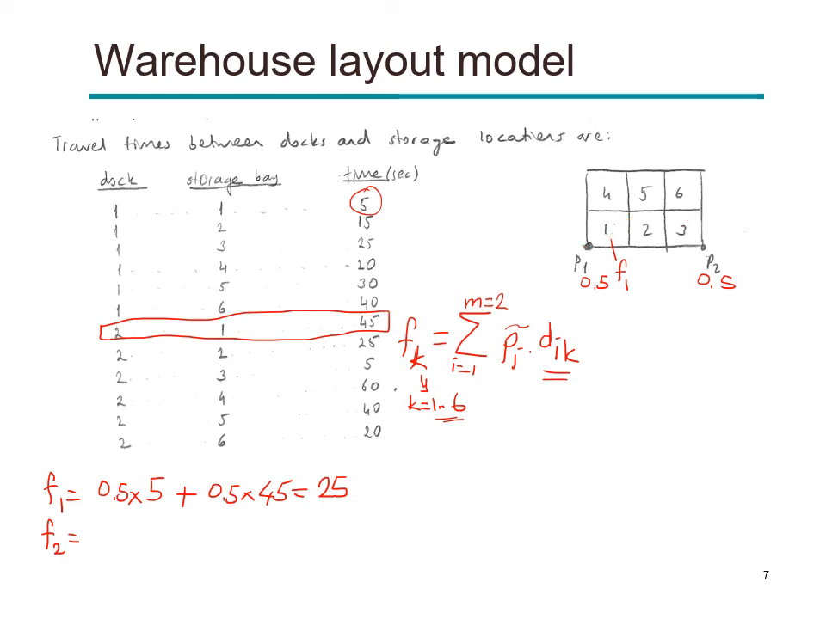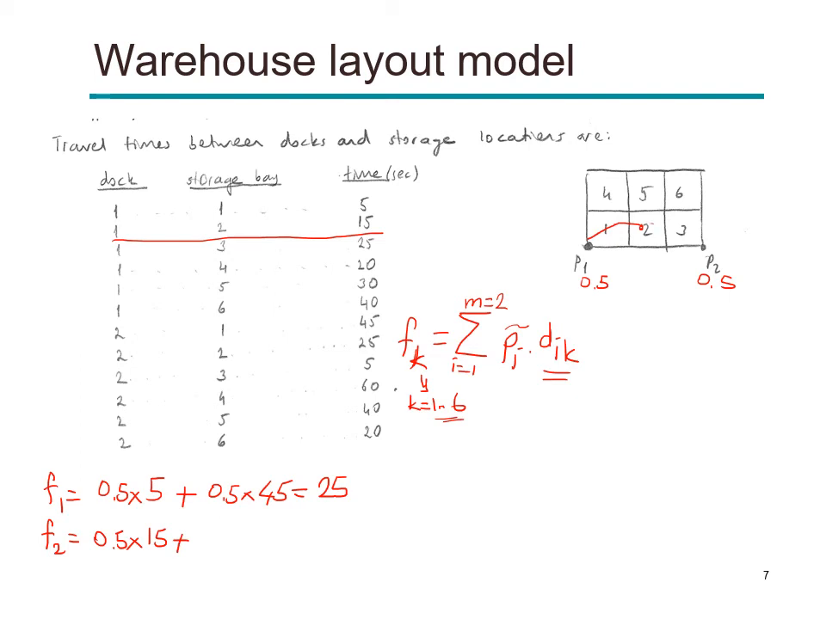Again, for F2, the percentage of storage retrievals between this location and this dock is 0.5, times the distance between dock 1 and storage location 2, which is 15, plus the percentage with the second dock, which is 0.5, times the distance between 2 and 2, which is 25. So when you make this calculation, it should make 20.